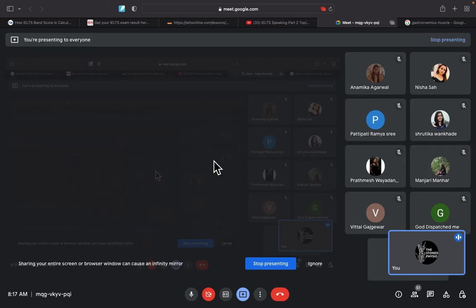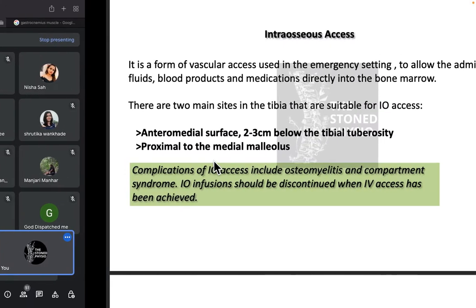ठीक है, सबको ये टर्म ध्यान है, iatrogenic, ठीक है, क्वेश्चन में आ सकता है, तो जस्ट रिमेंबर द टर्म. Yes, sir.